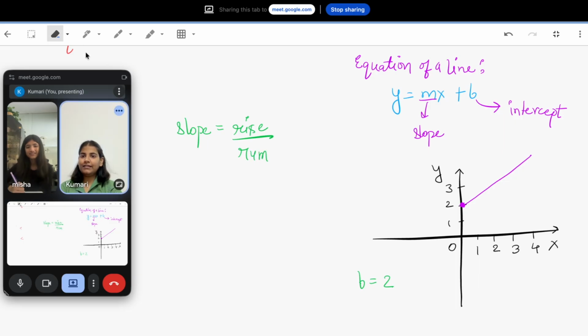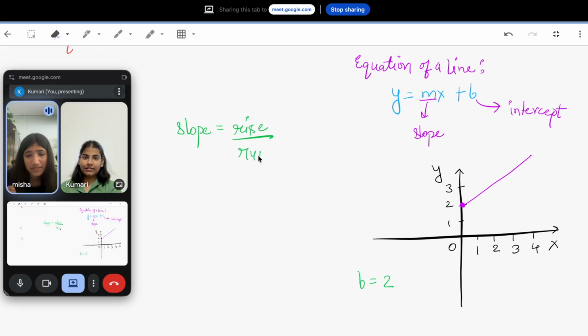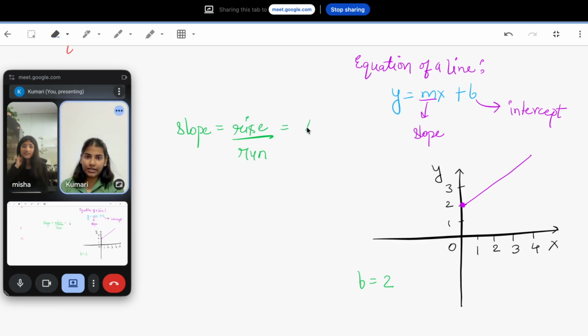What was your rise? The rise is like your y? Yeah, change in your y. Rise was change in your y over change in your x. And run was your change in your x, right?